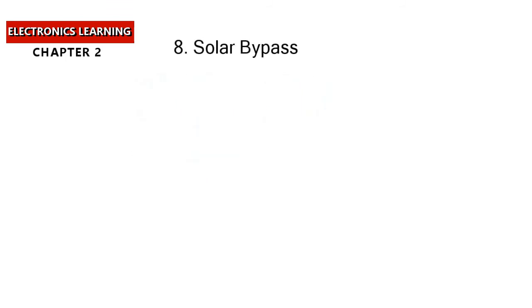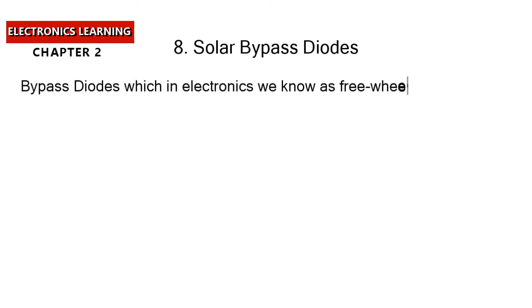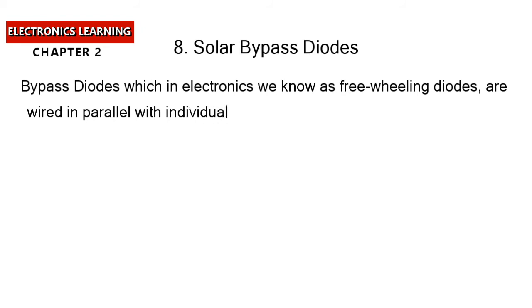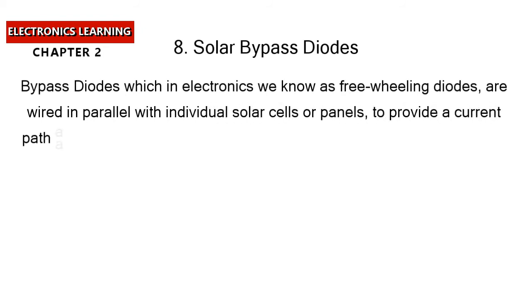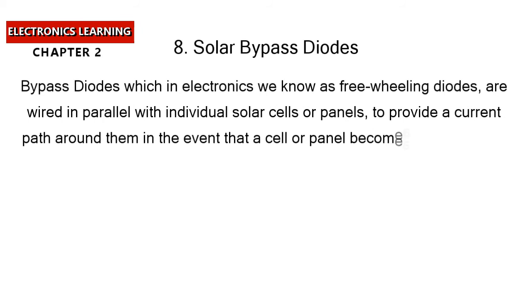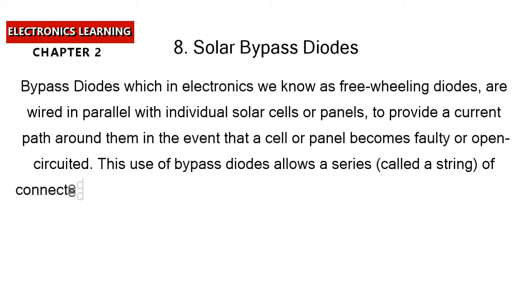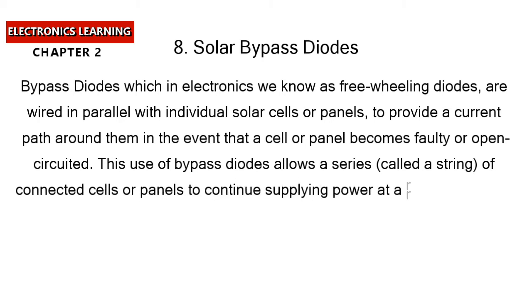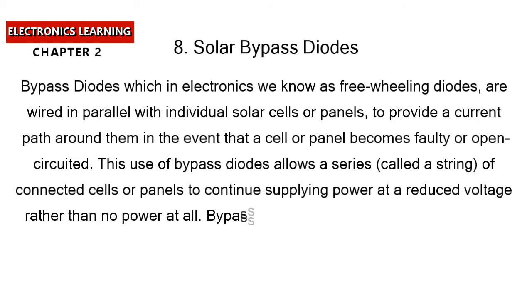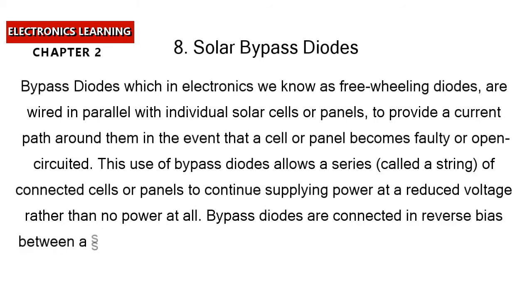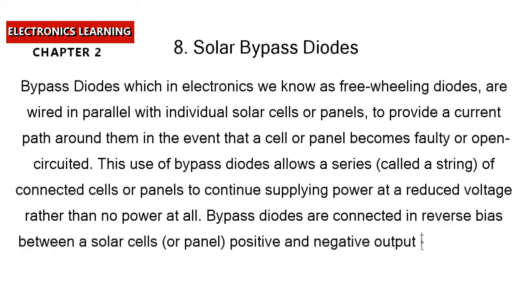Our next topic is solar bypass diodes. Bypass diodes, which in electronics we know as freewheeling diodes, are wired in parallel with individual solar cells or panels, to provide a current path around them in the event that a cell or panel becomes faulty or open-circuited. This use of bypass diodes allows a series, called a string, of connected cells or panels to continue supplying power at a reduced voltage rather than no power at all. Bypass diodes are connected in reverse bias between a solar cell's, or panel's, positive and negative output terminals and have no effect on its output.